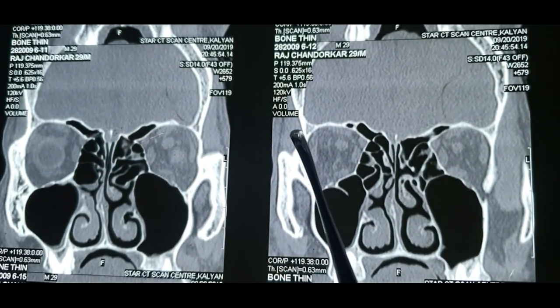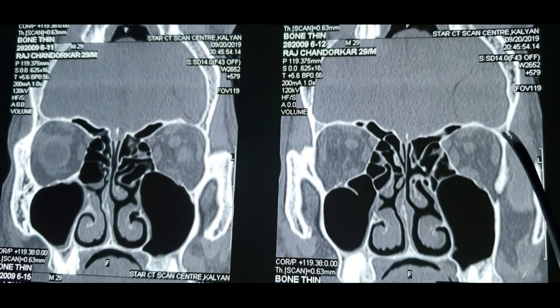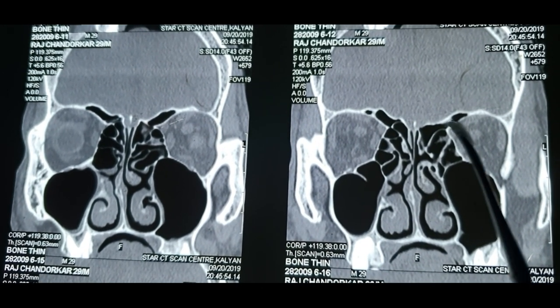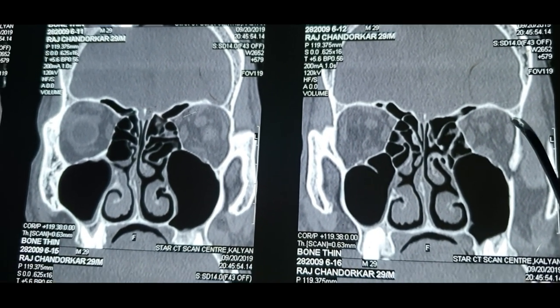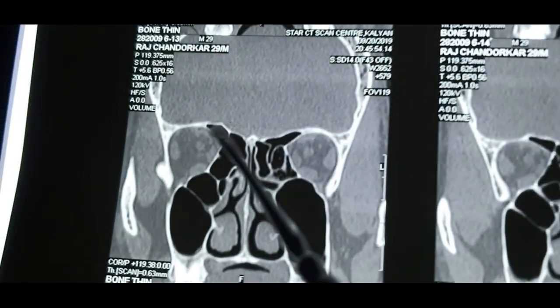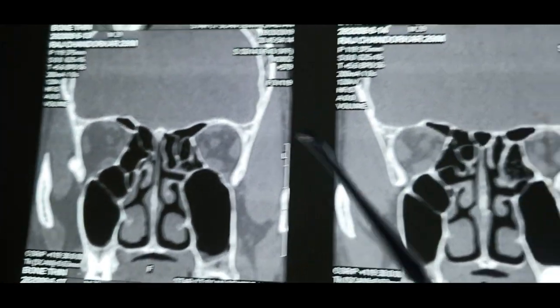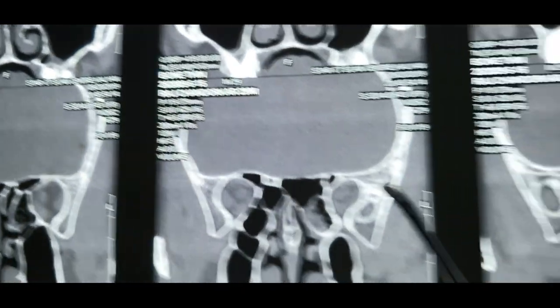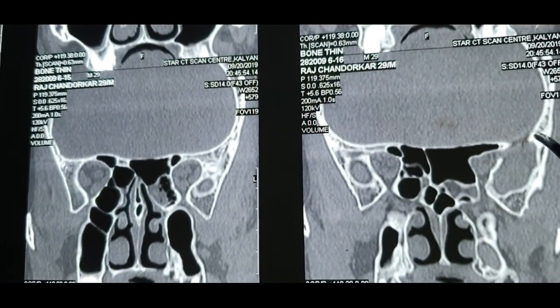Okay, see, look at this. Pterion to pterion, completely attached. Follow it. See, there is complete attachment of the bone.